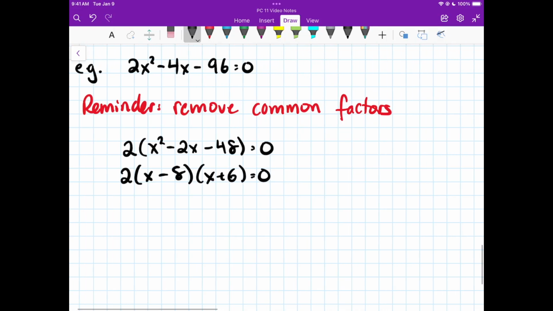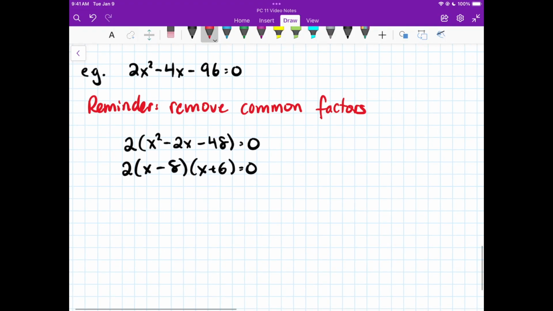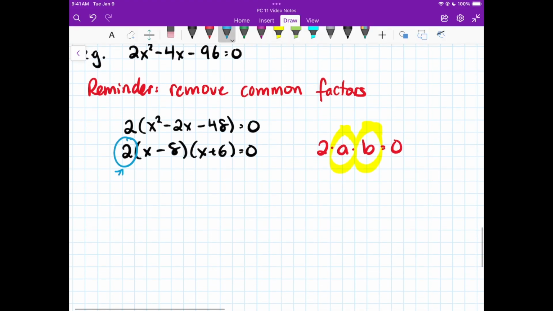And so here's the thing. If I told you you had 3 things that were being multiplied, so 2 times a times b equals 0, it still comes down to either a or b has to be 0, because 2 isn't 0. 2 is never going to be 0, it's just 2. But you still need to be multiplying by 0 somewhere in here, so one of these 2 things is going to be 0. So this 2 out front doesn't affect your solution, but only because it's just a 2. If it was an x or something, that would be a little bit different.